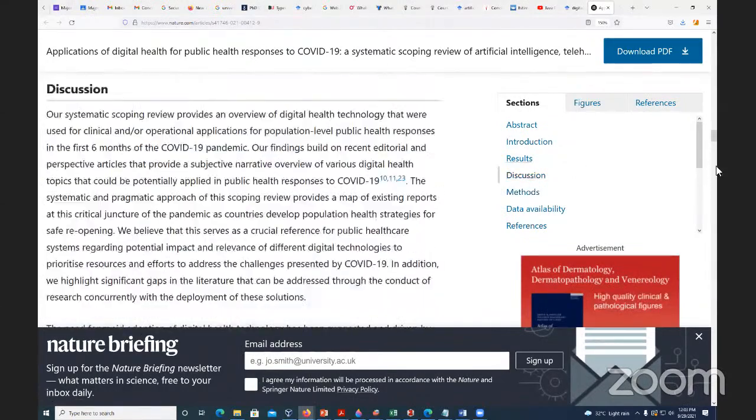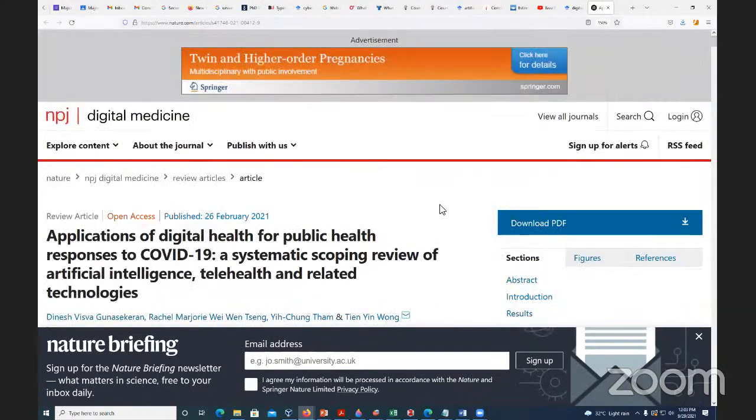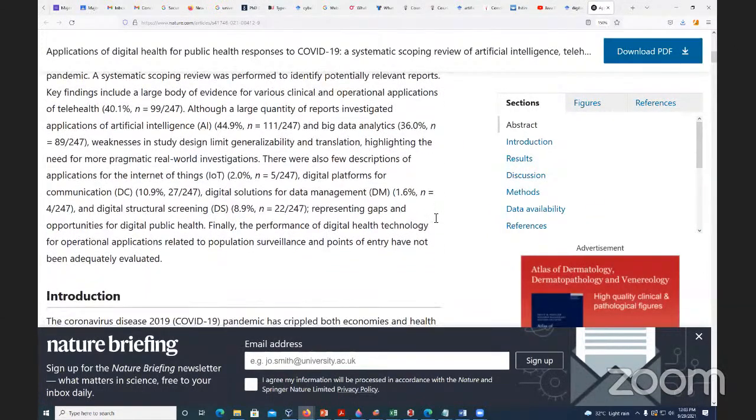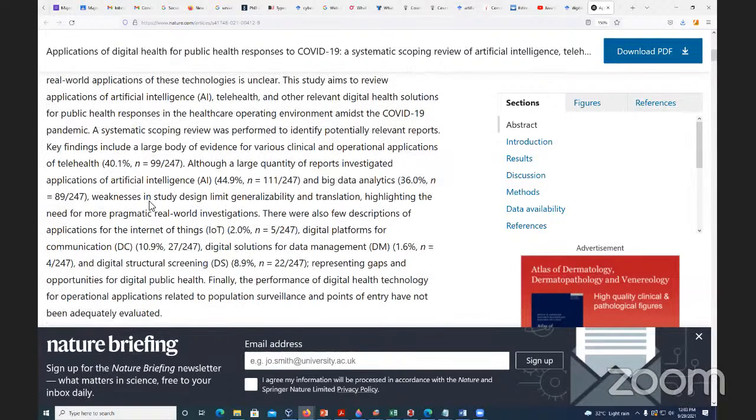This is a summary. So we also want to know the conclusion at the end of it. The results are a bit detailed. I just gave myself the most important results, which is that the 3 most common were AI, big data analytics, and something else. I think it was telemedicine maybe, or telehealth. See here, those 3.